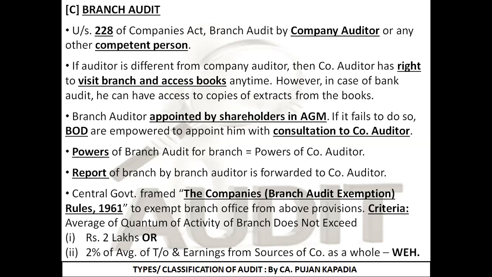Basically, who is empowered? Shareholders are empowered, but if shareholders fail to appoint, then who has the power? The board of directors has the power to appoint the branch auditor, but after consultation with the company auditor. Next point: the powers of the branch auditor for the particular branch are equal to the powers of the company auditor.